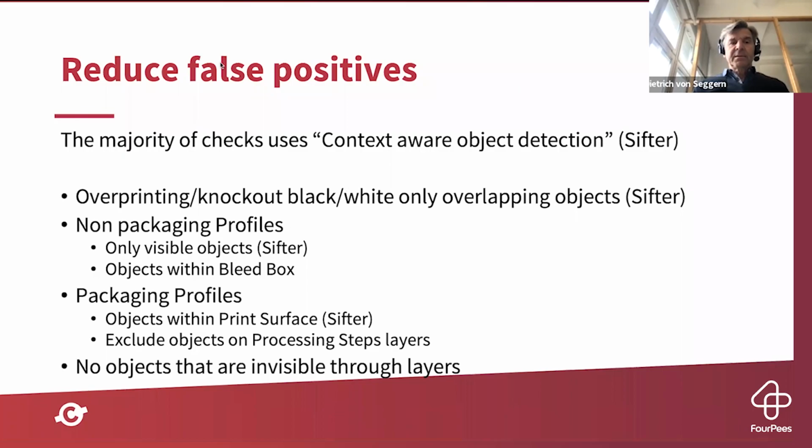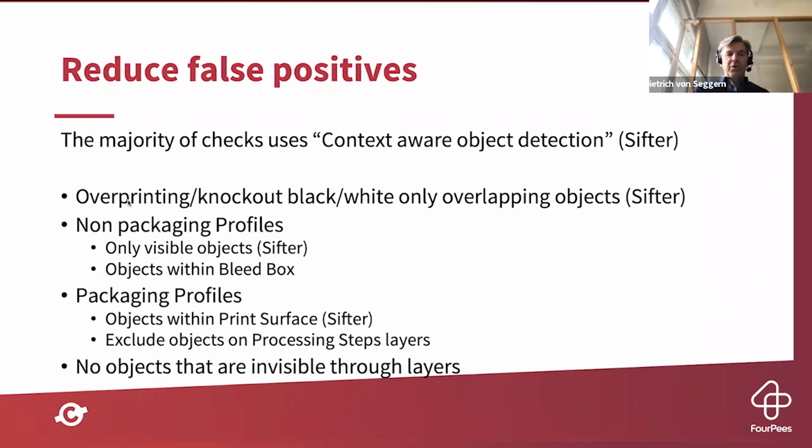There are various means by which false positives are reduced, and many of them use context-aware object detection, because for many of these things you need to take into account not just the object itself, but also how that object relates to other objects on the same page, mostly whether it is in front or just next to it. I've written down here all the means that we use in order to reduce false positives.